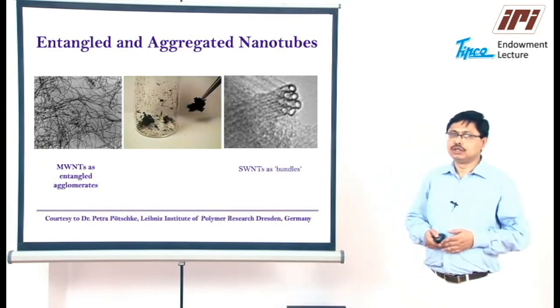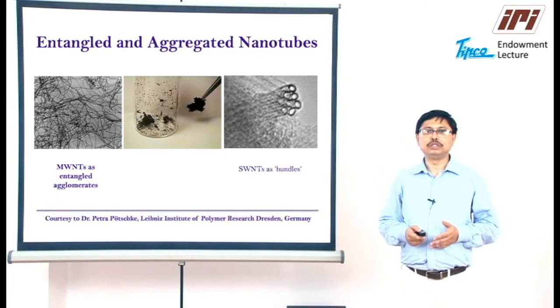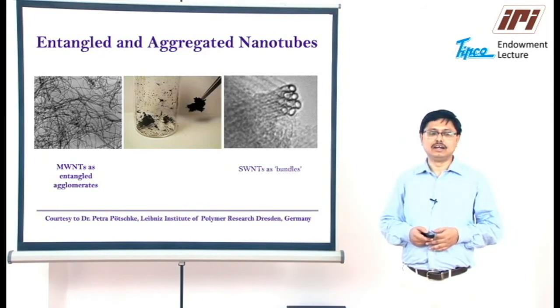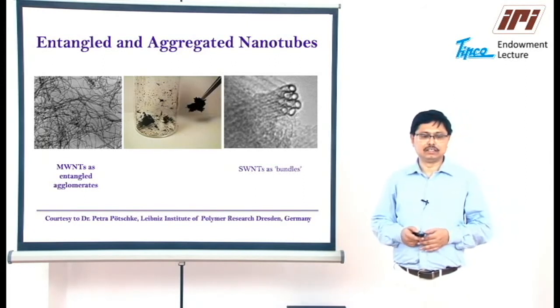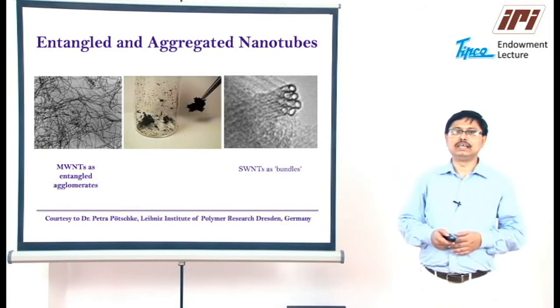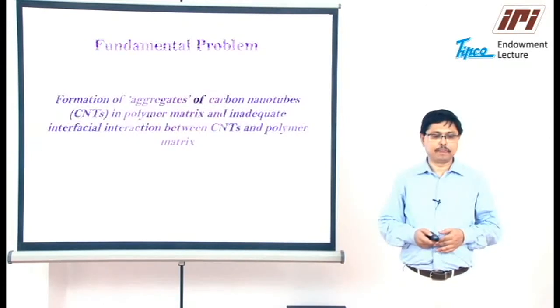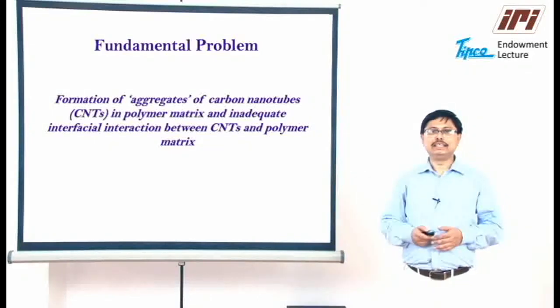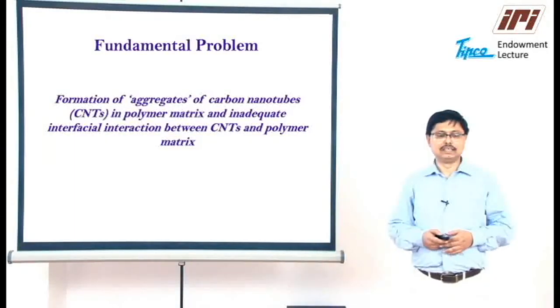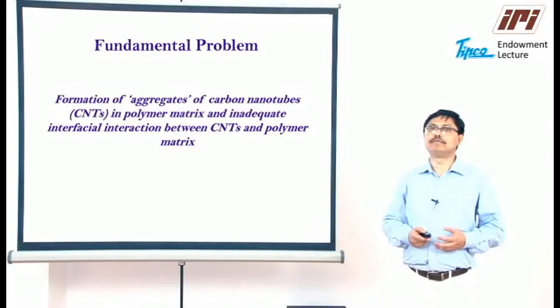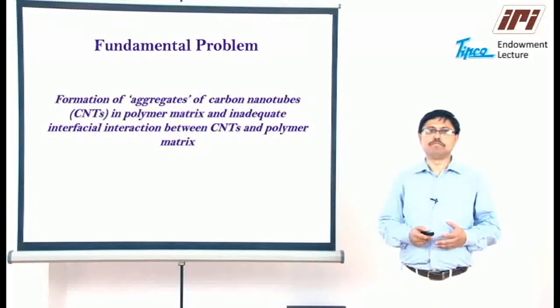It is also good to understand how they look. The multi-wall carbon nanotubes and the single wall carbon nanotubes are more like an entangled aggregate, whereas in the single wall carbon nanotube case, because of the high van der Waals forces of attraction, they form ropes or bundles. And one can also see how they look to the naked eye. So the fundamental problem while making the composite with the polymer matrix is the formation of carbon nanotube aggregates, even if they are individual.